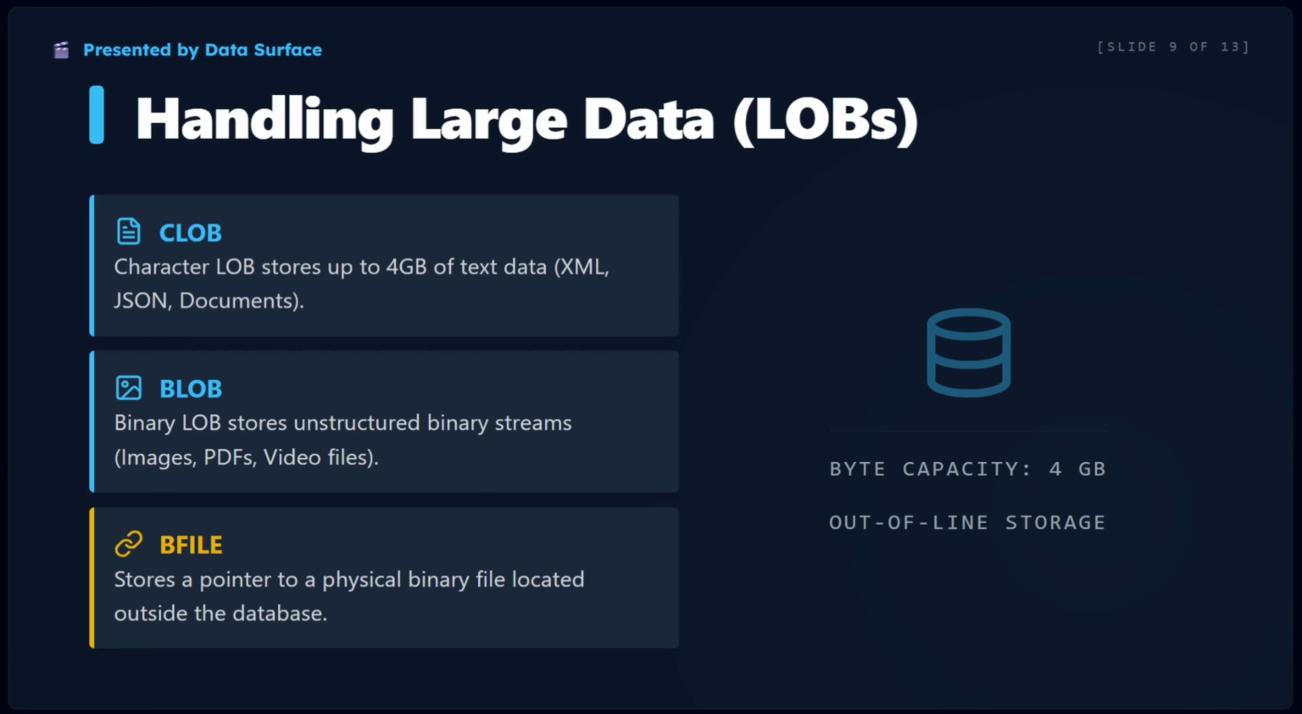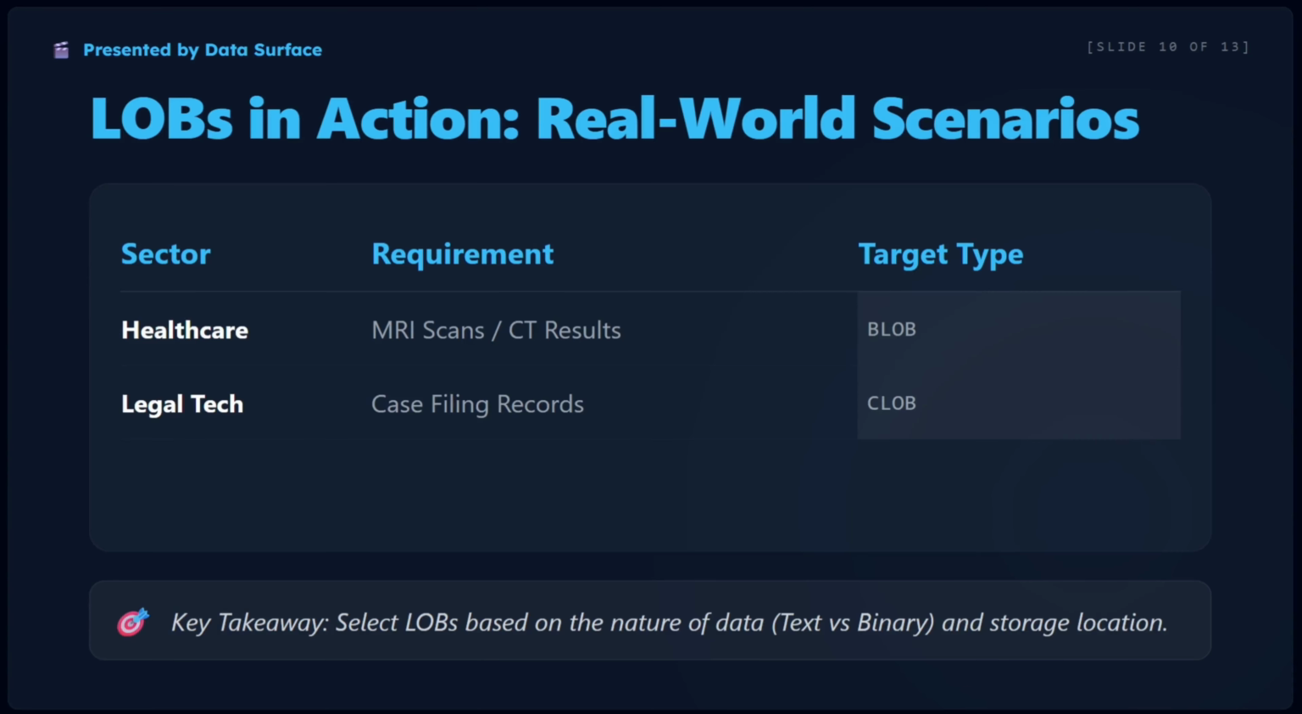There are RAW and LONG RAW also, but in modern Oracle systems, BLOB is the preferred way. Oracle 23 supports LOB size up to 4 GB. And BFILE: if you have any large binary files located outside of the database, we'll define this particular BFILE data type and you can refer to that outside storage file as a reference. In real-world scenarios, healthcare, like MRI scans and CT results, will go with BLOB, and legal tech, like case filing records, will go with CLOB.